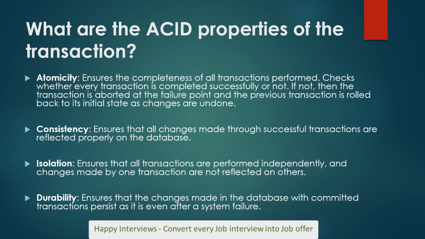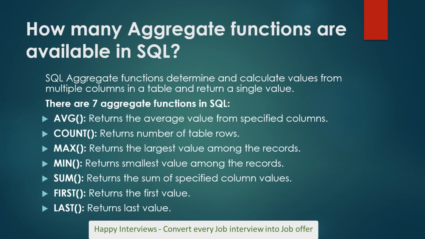Okay, next question. How many aggregate functions are available in SQL? Basically there are 7 aggregate functions available in SQL. And what are aggregate functions? Aggregate functions determine and calculate values from multiple columns in a table and return a single value. All the functions which we have discussed earlier are single-row functions. These aggregate functions will work on multiple columns and then return a single value.